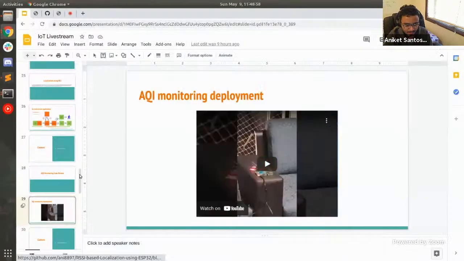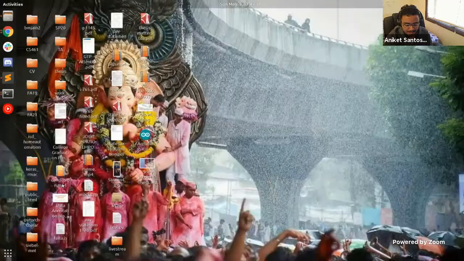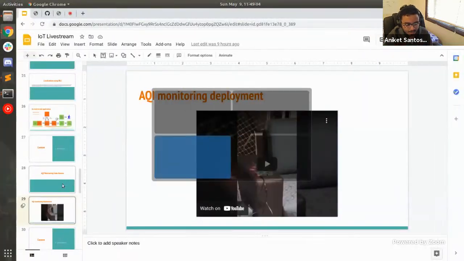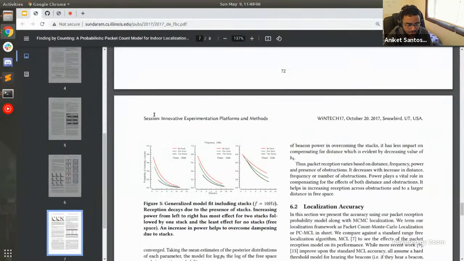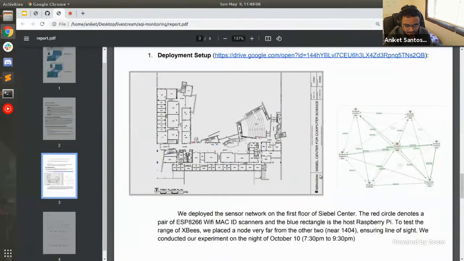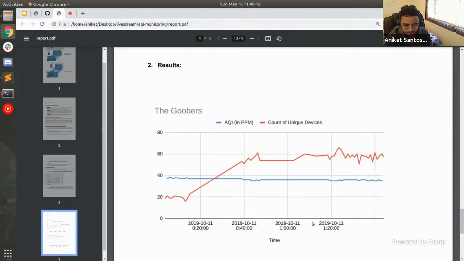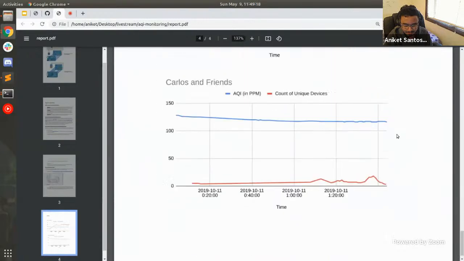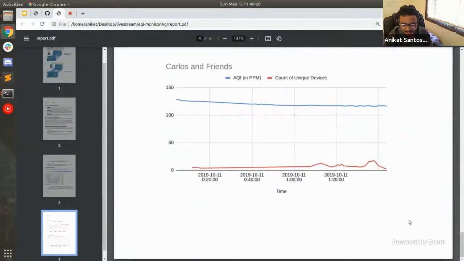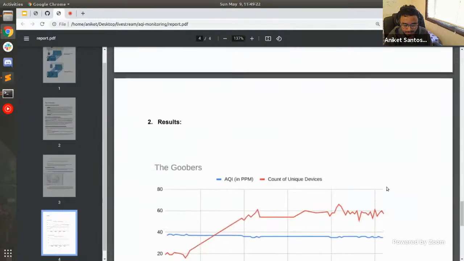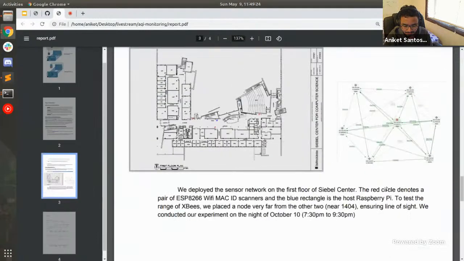As you can see, one sensor was placed near a door, one was placed in a free corridor, and one was placed near a classroom. And we monitored the scene for quite some time, for an hour. And these are some of the results which we obtained. We had three groups who collaborated in deploying the whole setup.